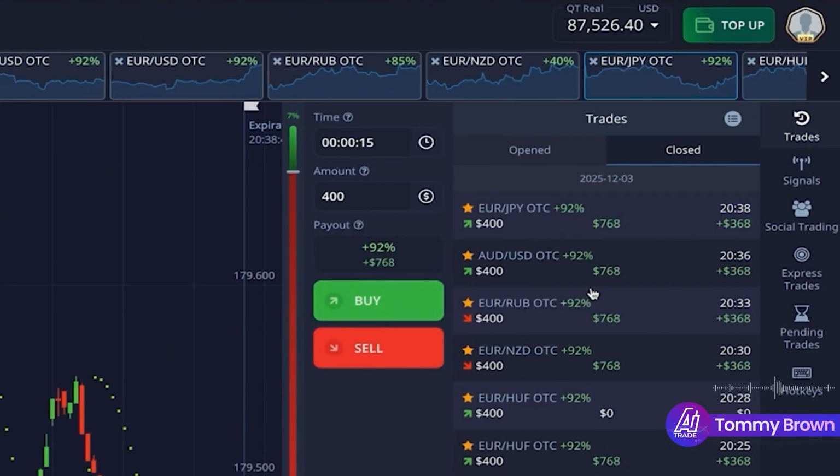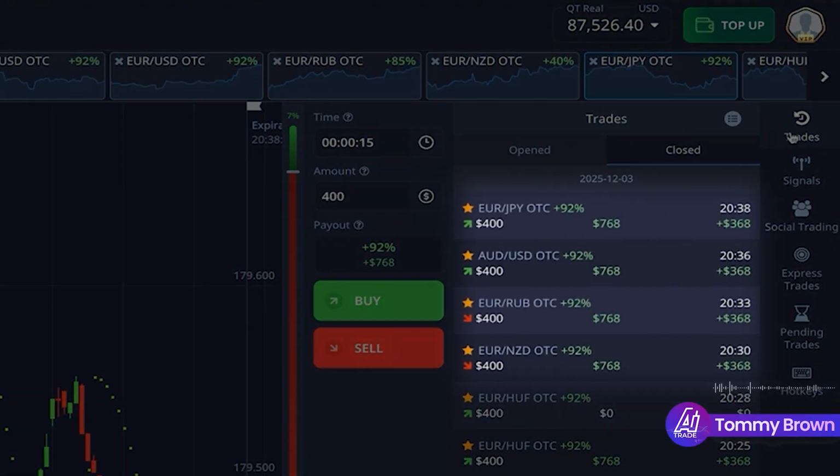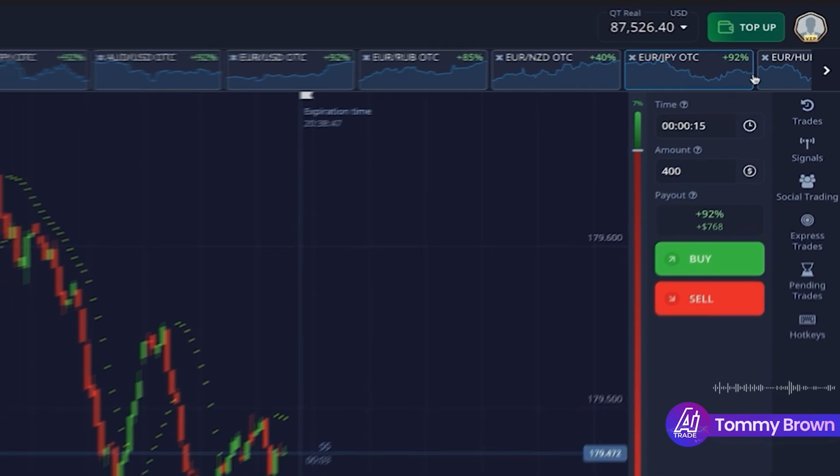Let's look at the trade history. We take our profit. That's already 4 wins in a row with this strategy. The idea really works.